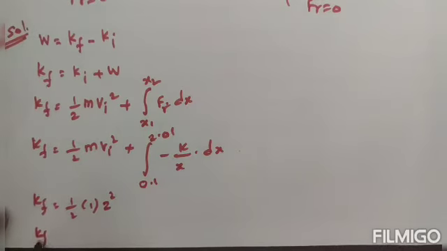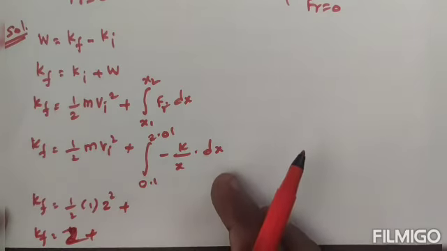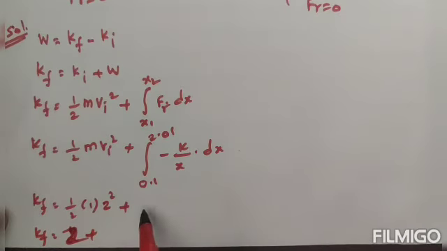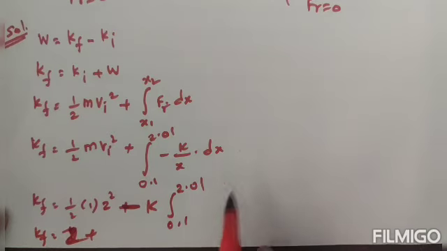So next step, Kf is equal to 2, here 4, so if we cancel we can get only the 2. Then after that this integration part, let's come for the integration part. I'll take minus K outside, so it becomes minus K, then integral 0.1 to 2.01, 1 by x into dx.